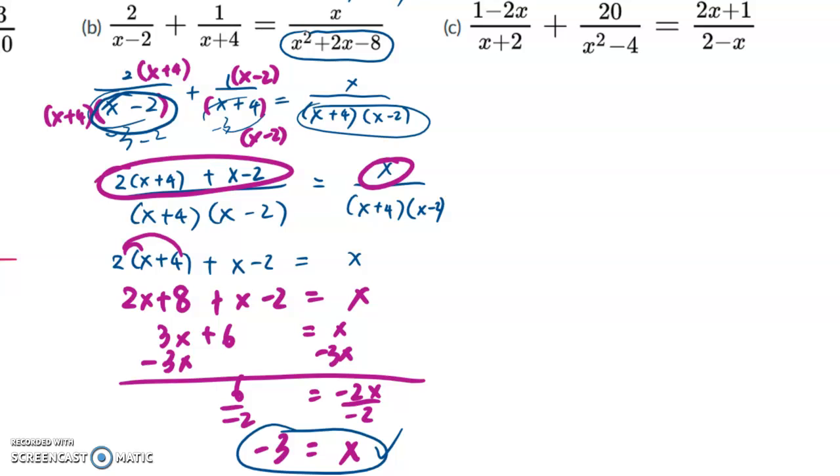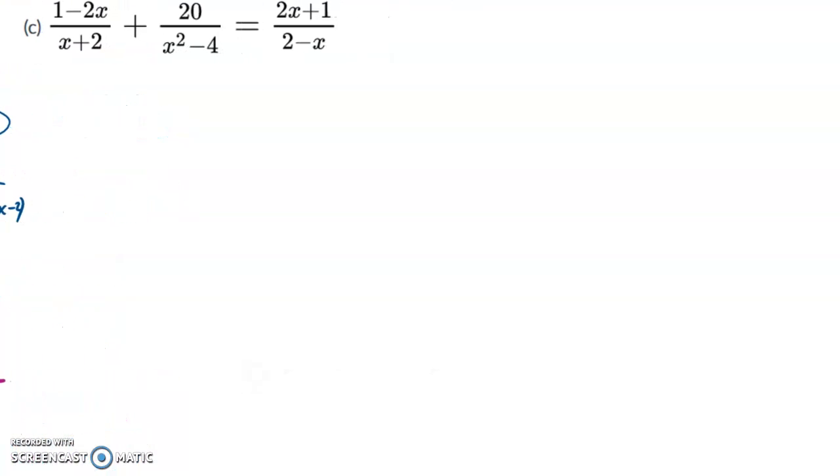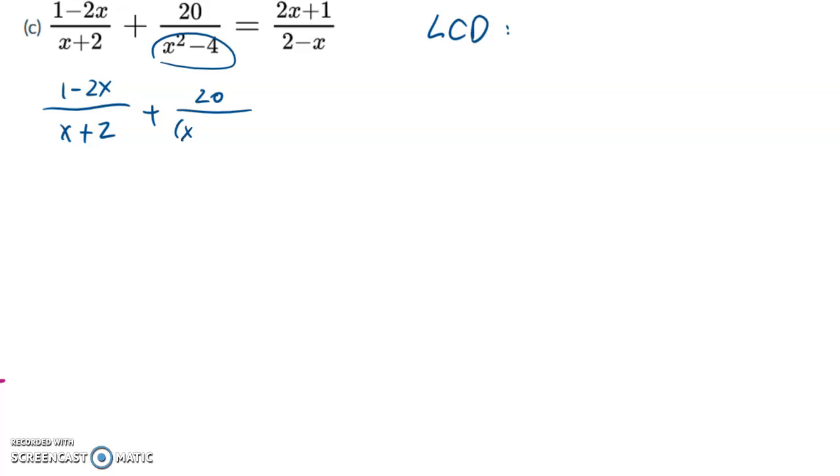Okay, so that's B. Now let's look at problem C. For problem C, I will use the same method as problem B, which is to find the common denominator. But first, I want to factor every denominator so that it's easier for me to find the least common denominator. The first denominator, x plus 2, there's nothing to do with it. It's already factored. Now, x squared minus 4 can be factored as x plus 2 times x minus 2.